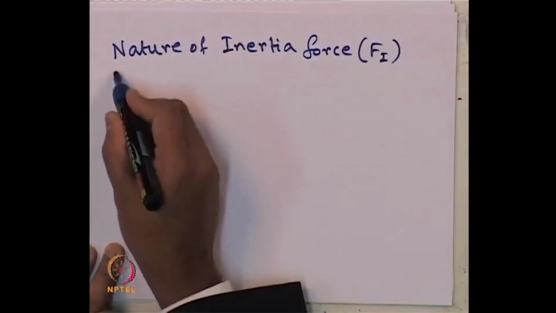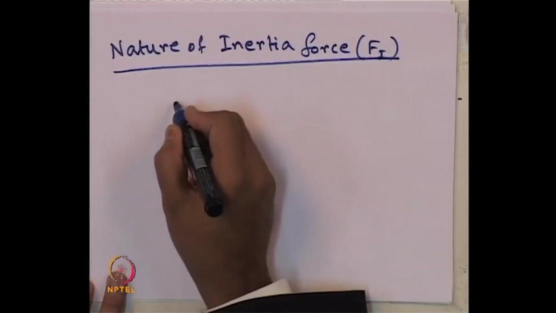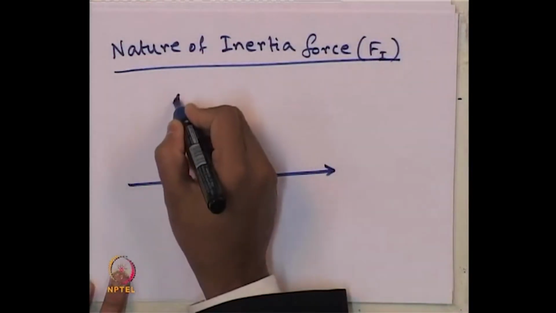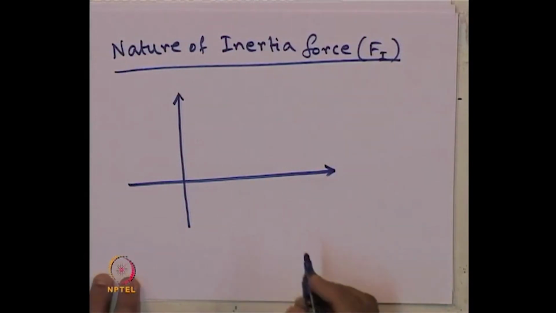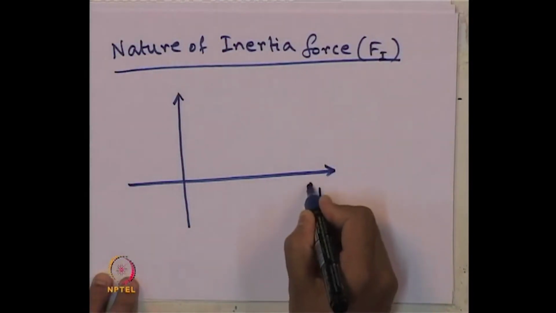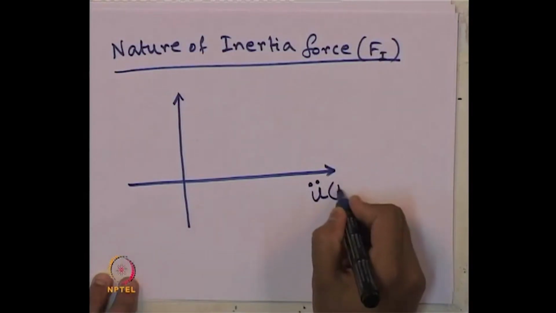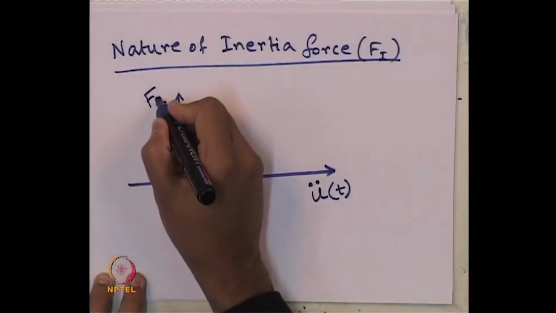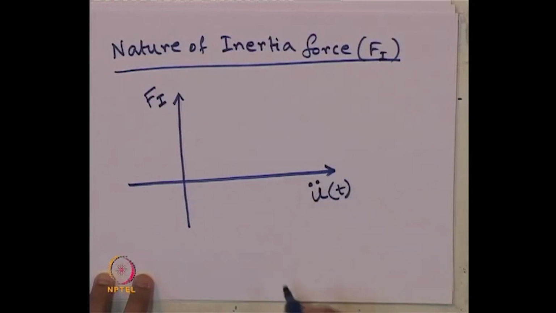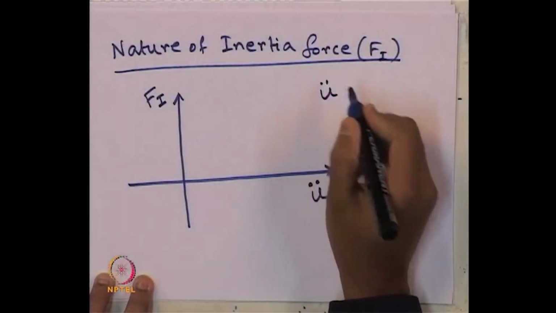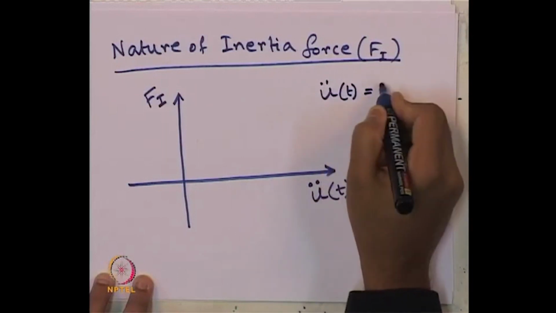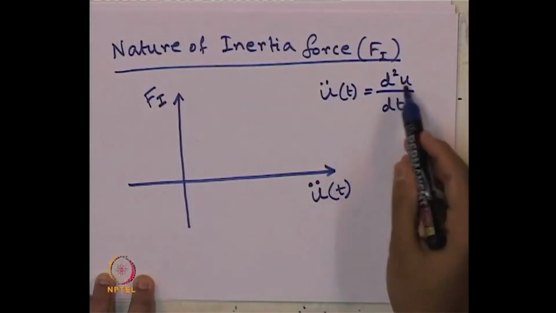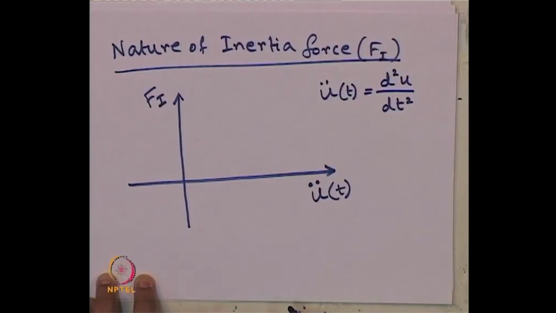F of I. So, how the inertia force varies with respect to acceleration, because already in the previous lecture we have mentioned it is related to the acceleration component. So, f of I, how it varies with respect to u double dot t. In this case, as I have already mentioned, u double dot is nothing but d 2 u by d t square, the second differential of the displacement with respect to time.